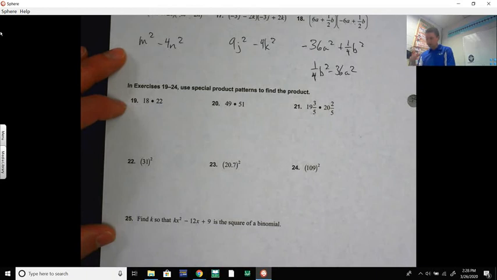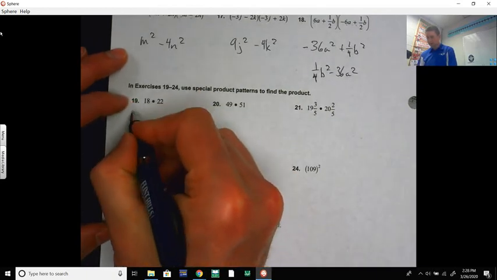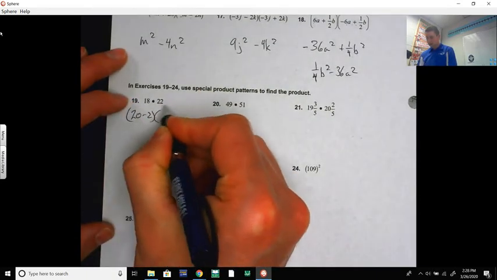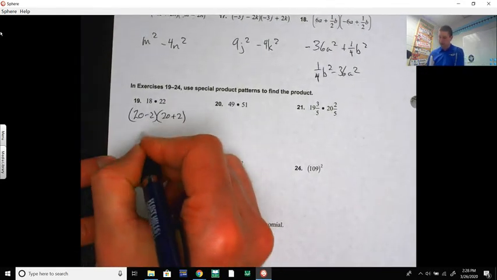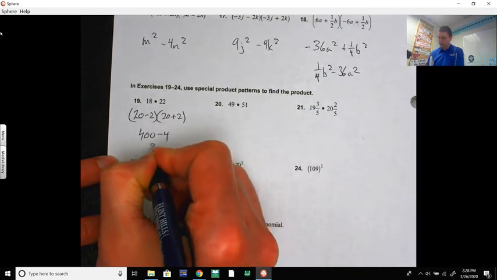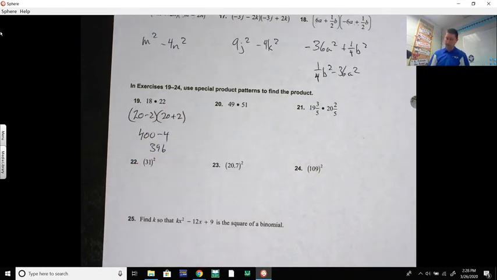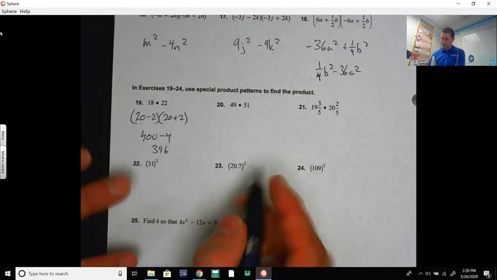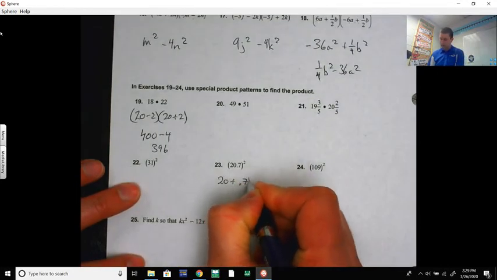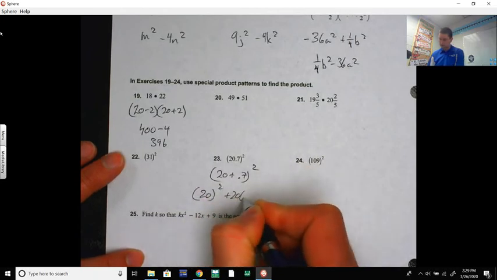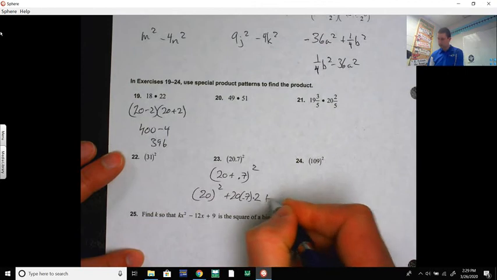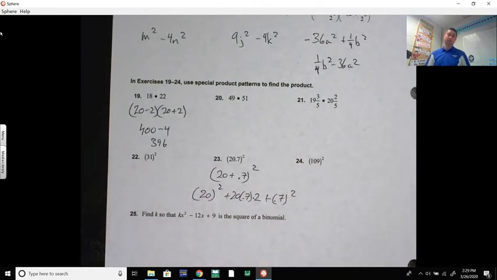These, they want you to figure out the middle. So 18 is 20 minus 2. 22 is 20 plus 2. So you can use our formula we just had. 20 times 20 is 400. Minus 4, you get 396. Allows you to do some mental math like that. Same thing with something like this. You have 20 plus 0.7 squared. So it'd be 20 squared plus 20 times 0.7 doubled plus 0.7 squared. Supposedly that's easier mentally. Calculator works also. Okay, so that is it.